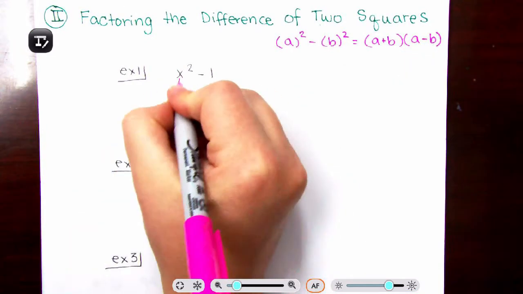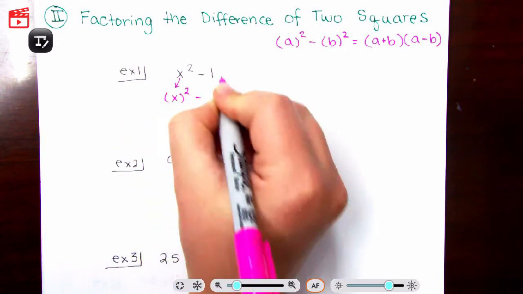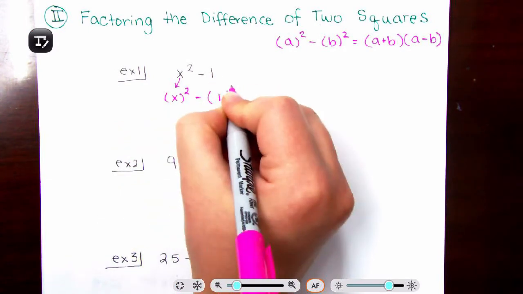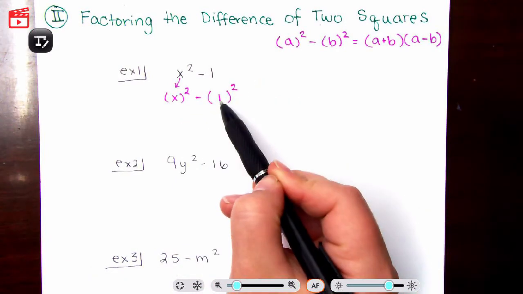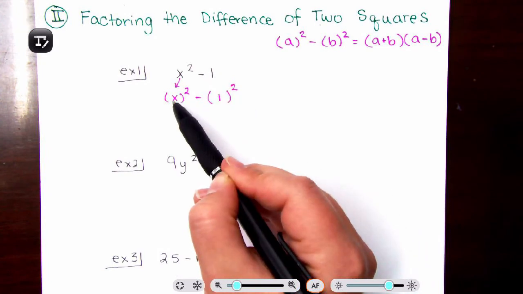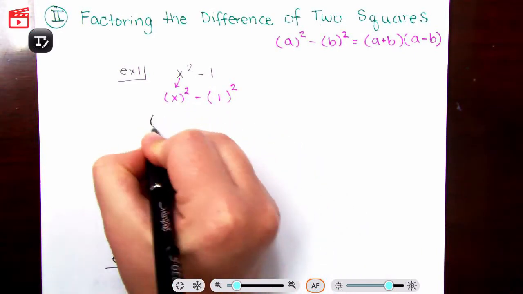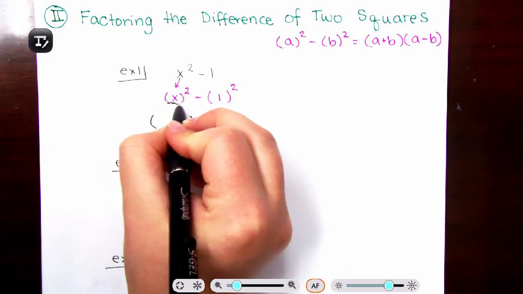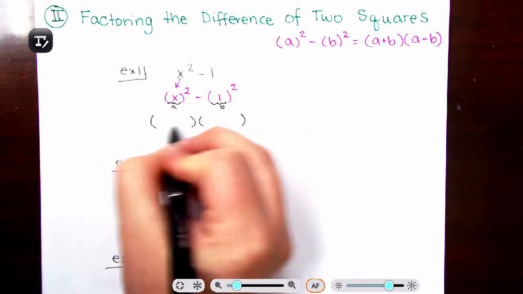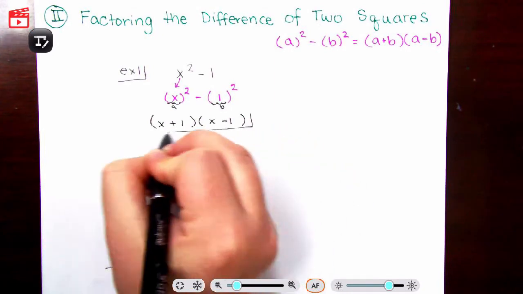So here we have x squared, so you're going to rewrite that as x in a bubble squared minus, and then 1 is going to be in a bubble squared. Basically what you're saying is what times what itself, for example 1 times 1 is 1. X times x is x squared. Once you have it in this bubble form, you write it as a plus b, a minus b. So x is now your a, 1 is now your b. So we have x plus 1 and x minus 1 as our answer.